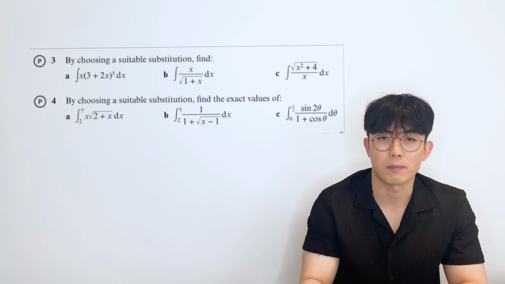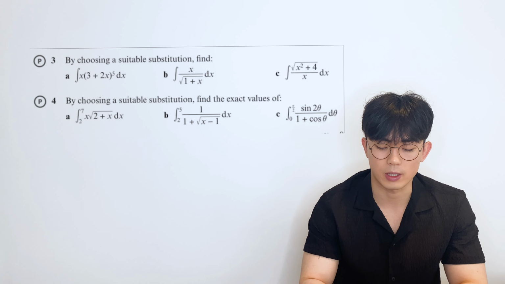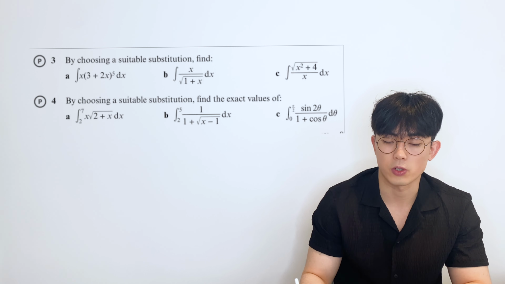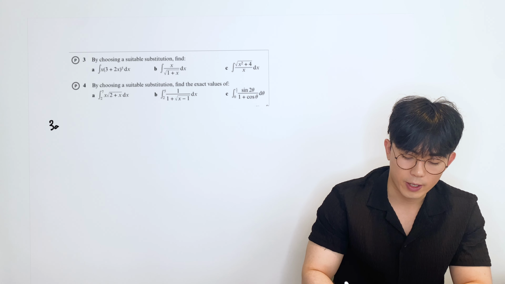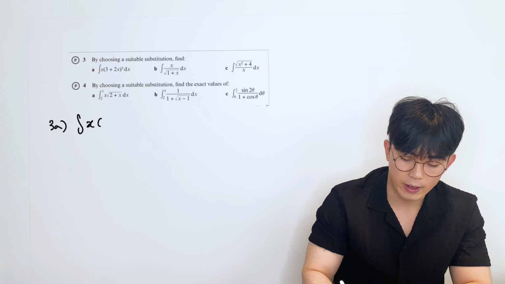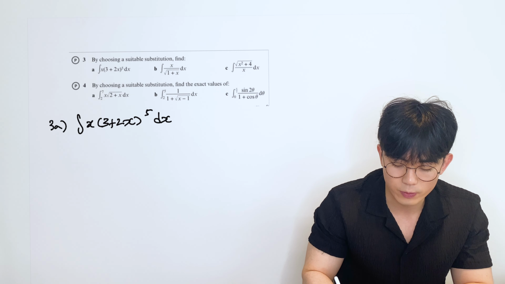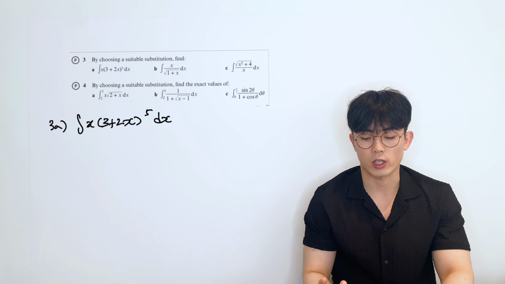However, in some questions, they might not give us the substitution, for example, these questions here, in which case we have to actually make our own substitution. So let's start off with question 3a. So they've asked us to integrate x times (3 plus 2x) to the power of 5 dx. And they haven't told us what our u is going to be.